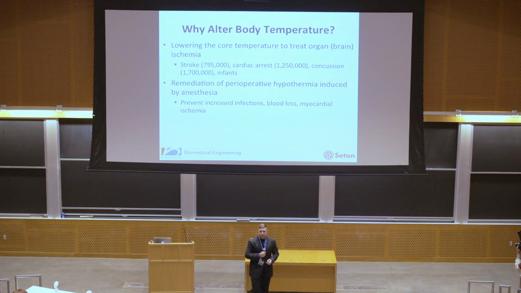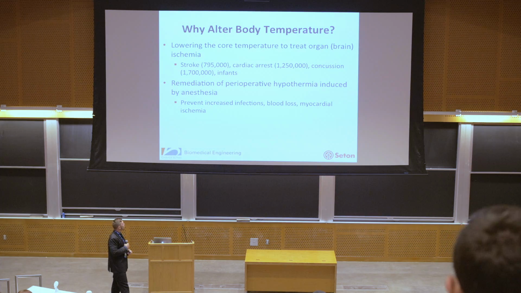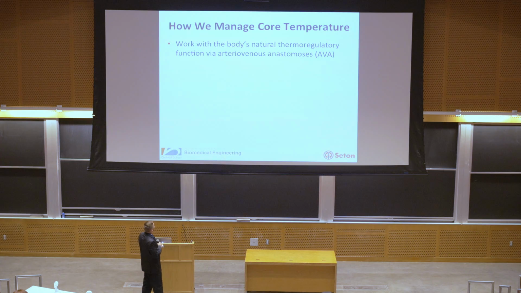Lowering core body temperature is vital to pretty much any bodily function, including organ and brain ischemia. We have strokes, cardiac arrest, concussions. There are applications with infants, and remediation of preoperative hypothermia induced by anesthesia. So often when we go into the operating room, we put a patient under anesthesia and they go into hypothermia. So altering core body temperature prevents against infections, blood loss, myocardial ischemia. So how do we manage this?